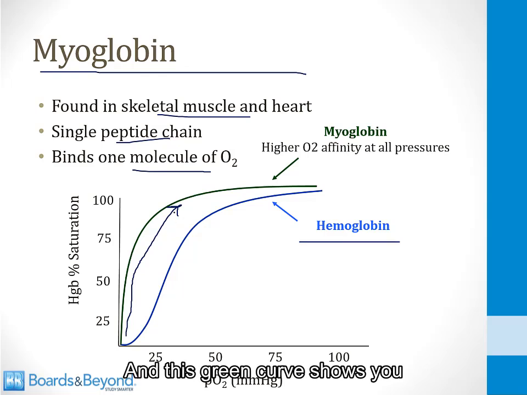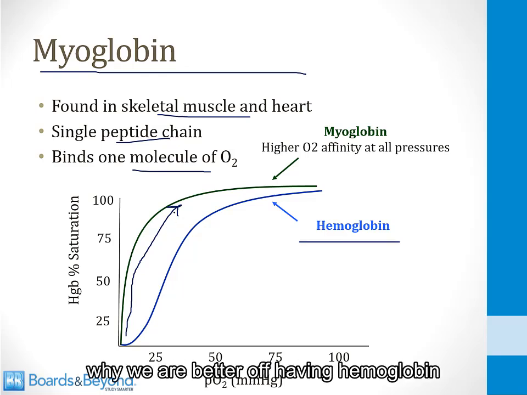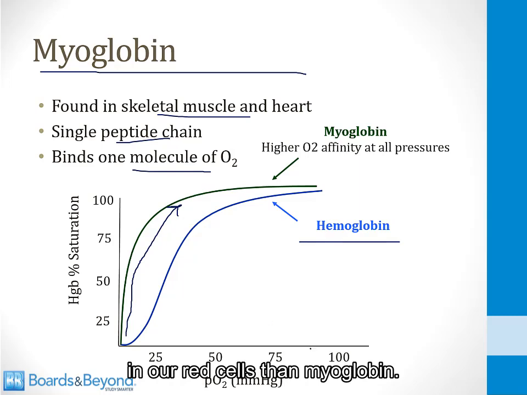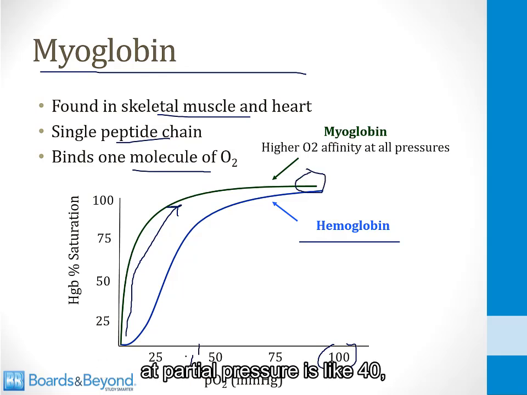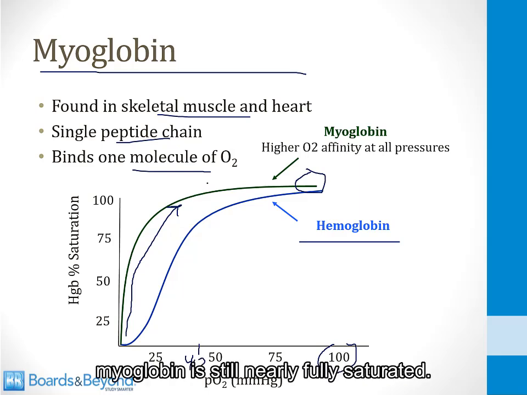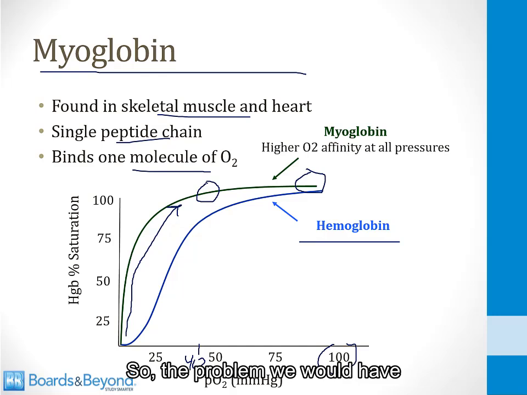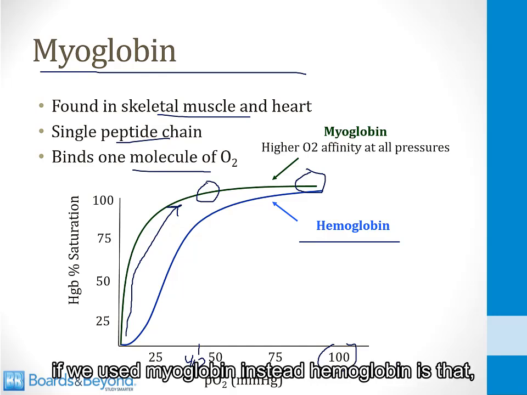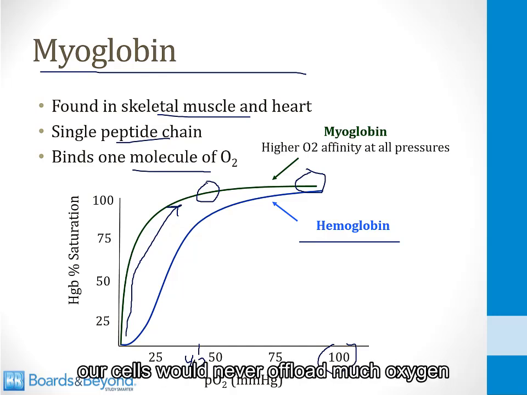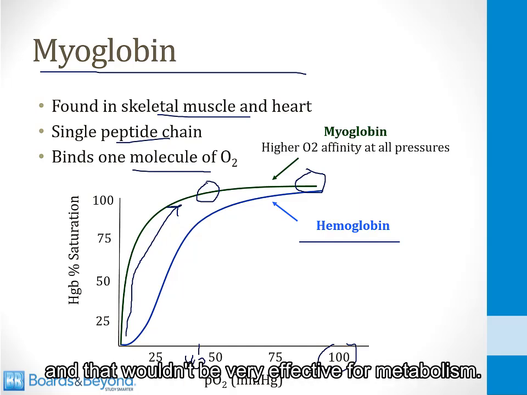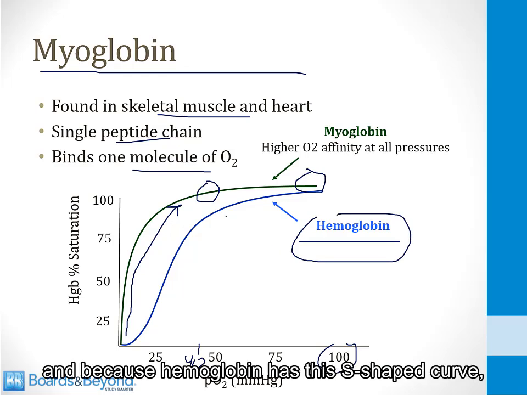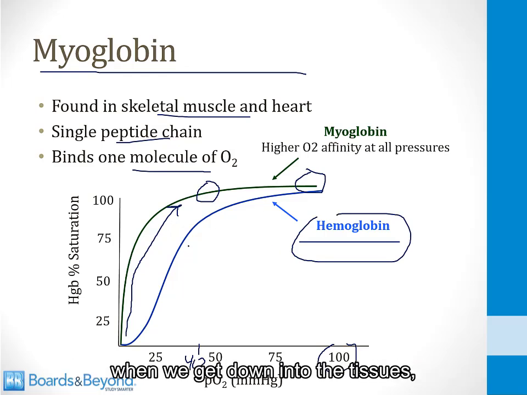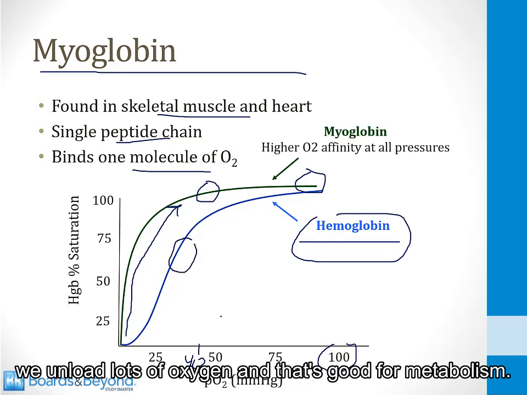And this green curve shows you why we are better off having hemoglobin in our red cells than myoglobin. At the partial pressures found in the lung, like 100, myoglobin is fully saturated. When you move down into the tissues at partial pressures like 40, myoglobin is still nearly fully saturated. So the problem we would have if we used myoglobin instead of hemoglobin is that our cells would never offload much oxygen, and that wouldn't be very effective for metabolism. But because we have hemoglobin, and because hemoglobin has this S-shaped curve, when we get down into the tissues, we unload lots of oxygen, and that's good for metabolism.